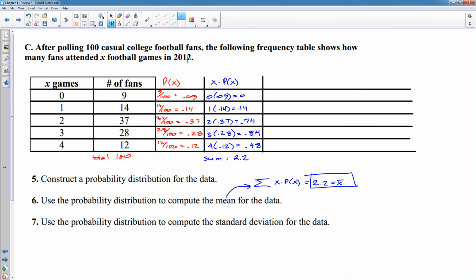Now the standard deviation is a lot more cumbersome. To compute the standard deviation, we're going to need the mean, which I may call the mean instead of x bar. I think I'm going to call that mu, if you don't mind.